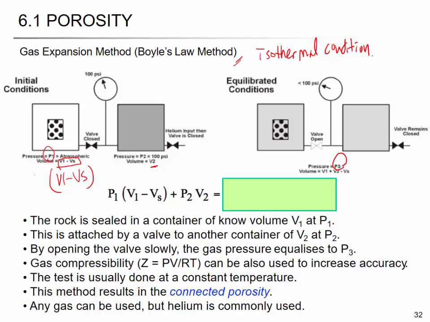Then what will be the final equation? P1 times (V1 minus Vs) plus P2 times V2 is P3 times the total volume, right? The sum of the two chamber volumes, V1 plus V2 minus Vs. And this also measures the connective porosity, or the effective porosity, because the gas cannot penetrate the closed pores. Any gas can be used, but helium is commonly used.